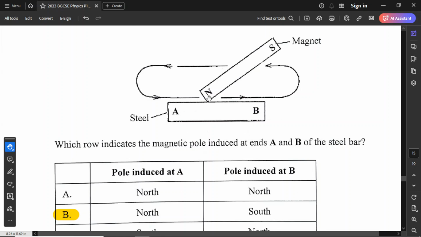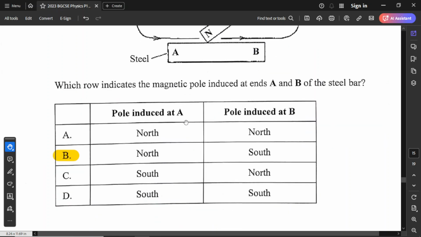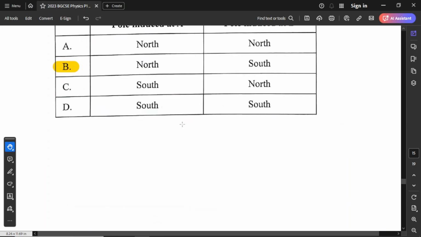If you're stroking with the north pole going this way, then A has to be north and B will be south. When you carry the north all the way down here, south will be stopping right here. The north will be repelling and go away, but the south will continue traveling along with the north pole of the magnet. So keep on going in that direction, and the end right here will always be south. Remember, opposite poles attract each other. All right, so B is the correct answer for that one.